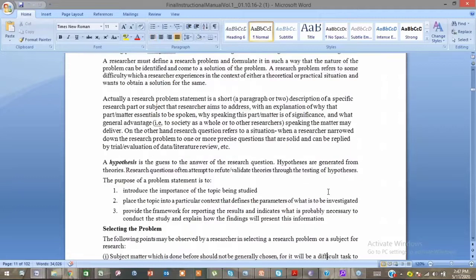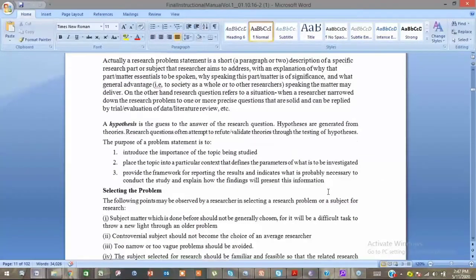So let's look at a hypothesis. A hypothesis is a guess to the answer of the research problem. You are guessing. It's not exact. It's not confirmed. It is not an authority. It is not a globally accepted statement. So hypotheses are generated from theories. Research questions often attempt to refute or validate theories through the testing of hypotheses.